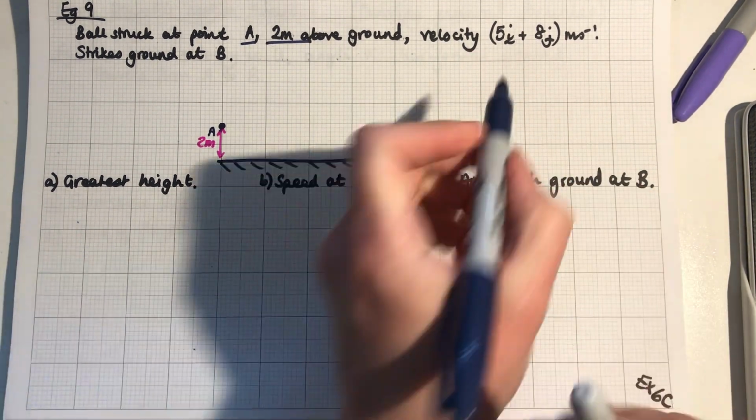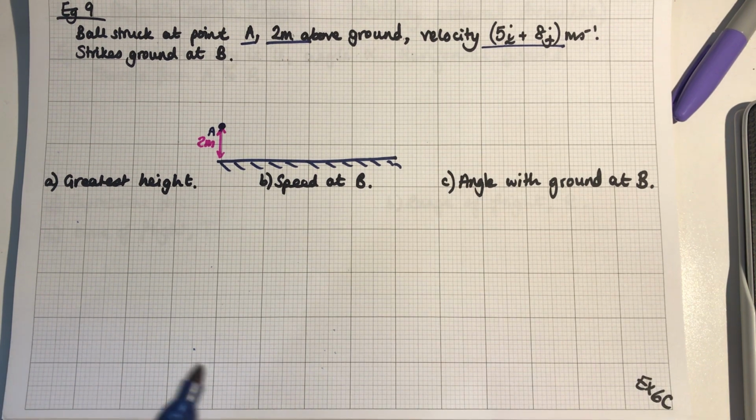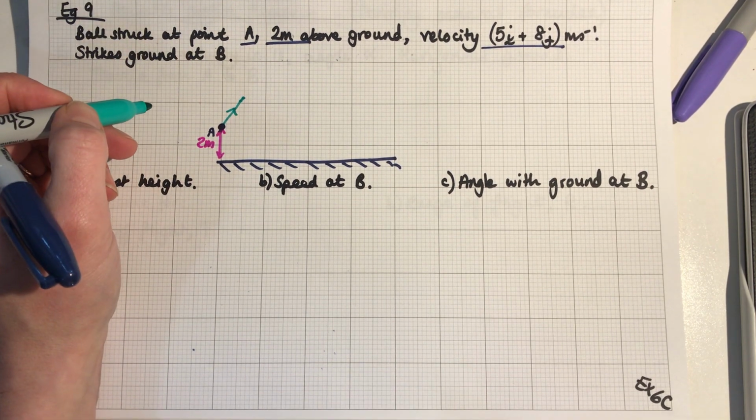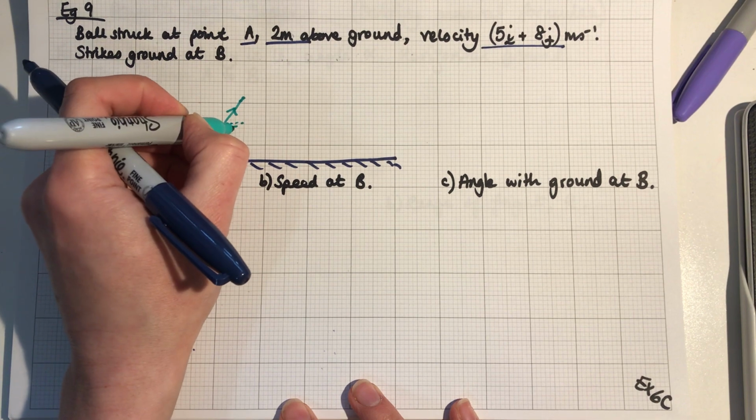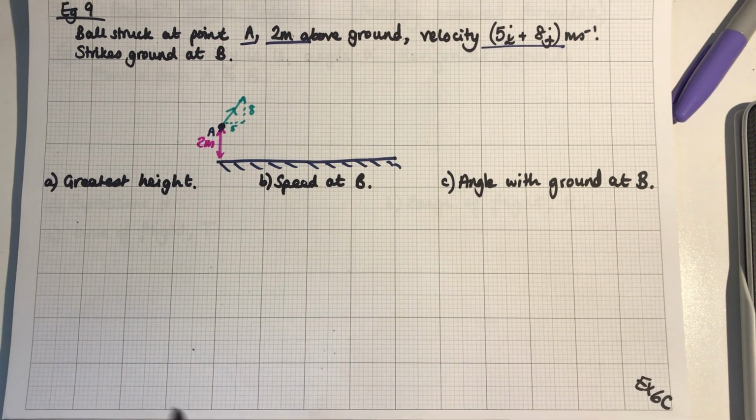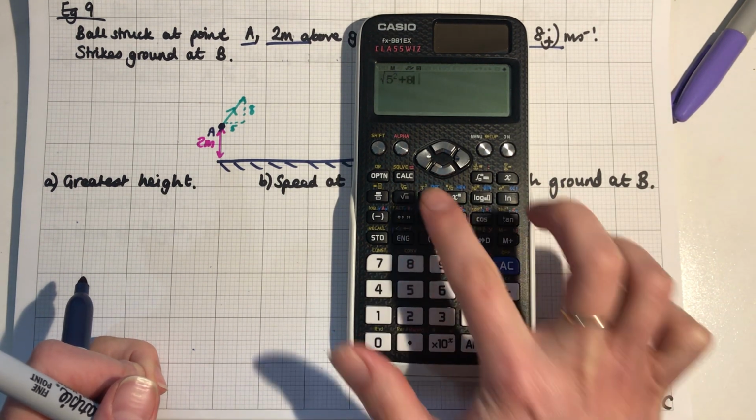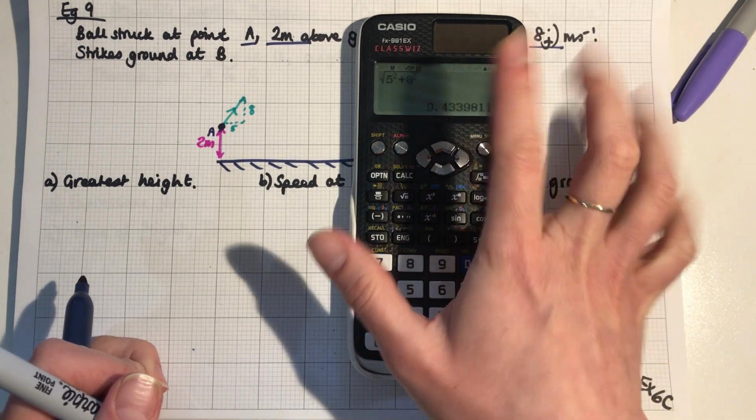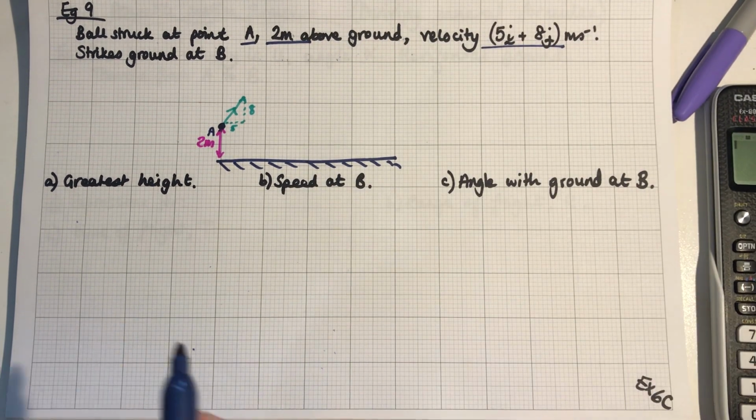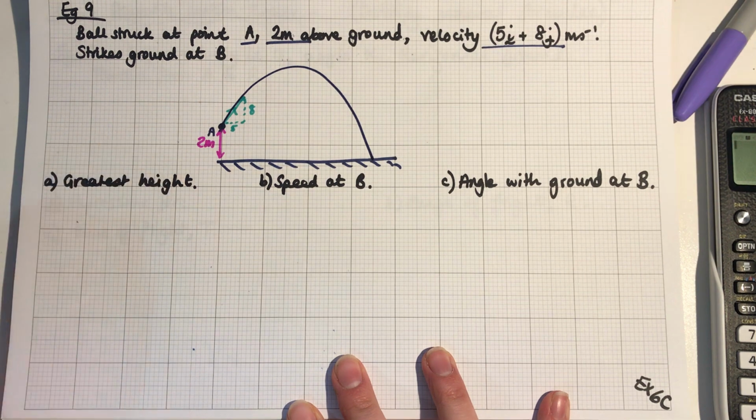It's struck with a velocity of 5i plus 8j metres per second. So this is a little bit different to what you've seen already, because this time we are given the velocity in vector form rather than as a speed and an angle. So what we're told is this. So we've got 5i and 8j. We could from that work out the speed we're going at using Pythagoras. I'll show you here. Square root of 5 squared plus 8 squared is 9.43 metres per second. So it's being struck at 9.43 metres per second. But like I say, we're given it in this vector form. Let's sketch the projectile motion. There we go, something like that.